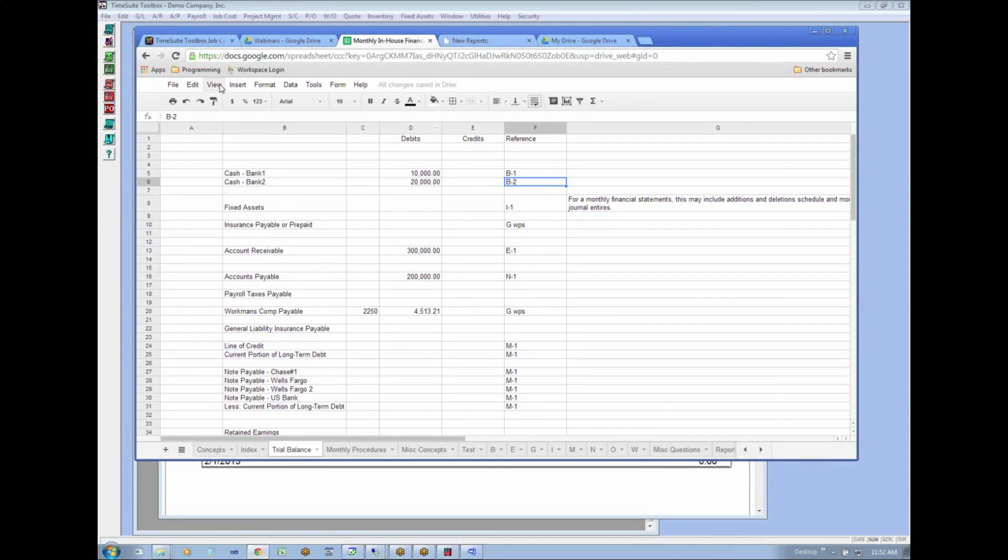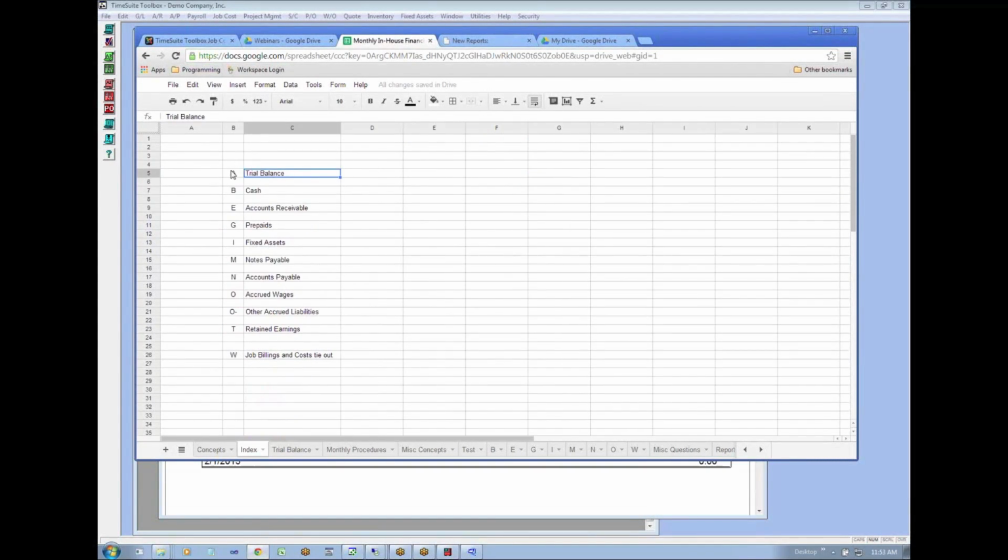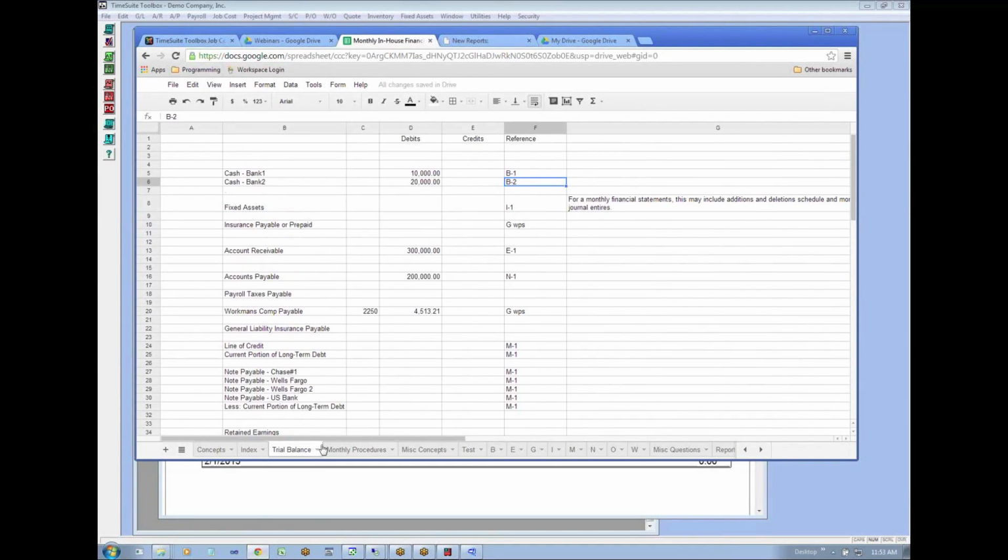So if we come over here, we look at our index, and if our trial balance is A, then A-1 might be the first page of my trial balance.